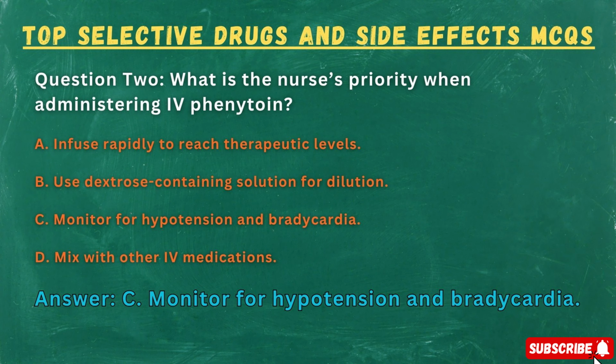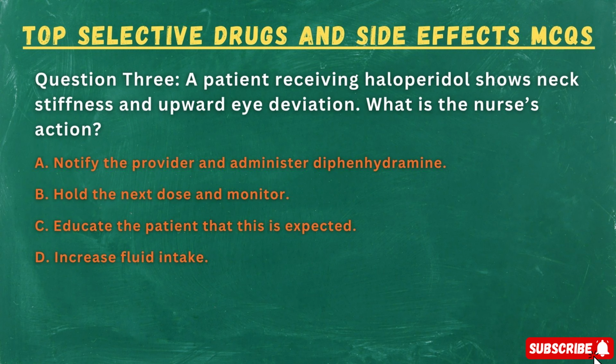Answer: C. Monitor for hypotension and bradycardia. Question 3. A patient receiving haloperidol shows neck stiffness and upward eye deviation. What is the nurse's action?